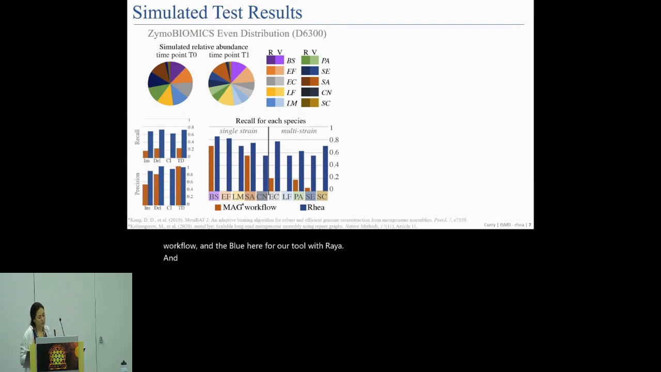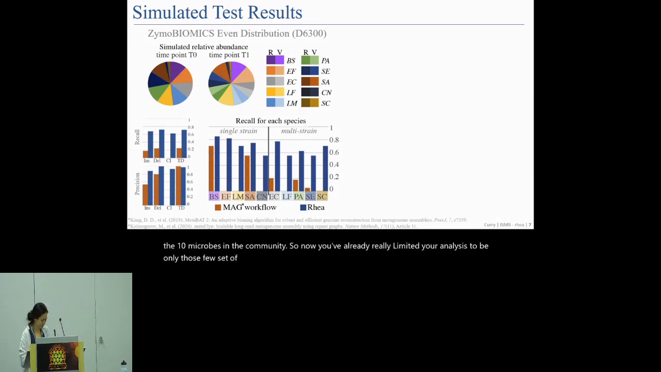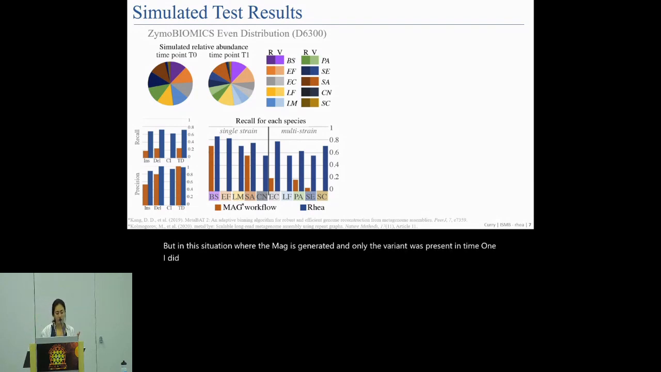And so the first thing you notice is that the MAG workflow only generated MAGs for 5 out of the 10 microbes in the community. So now you've already really limited your analysis to be only those few set of microbes. But in the situation where the MAG is generated and only the variant was present in time 1, I did find Rhea and the MAG workflow to be relatively similar in their performance.